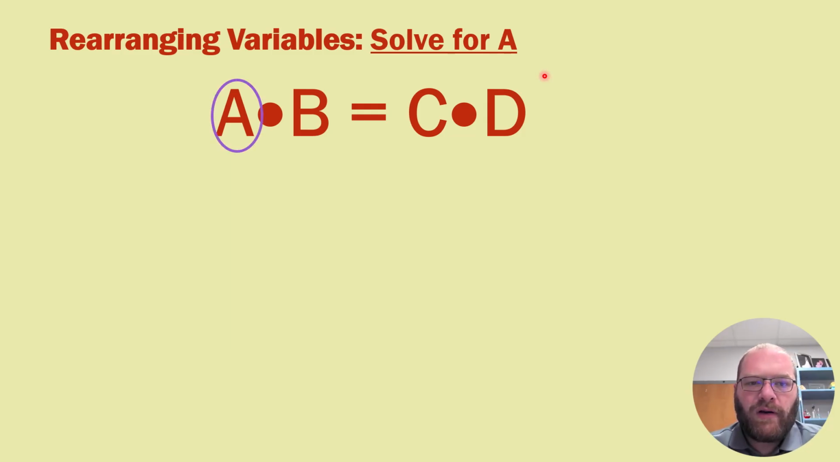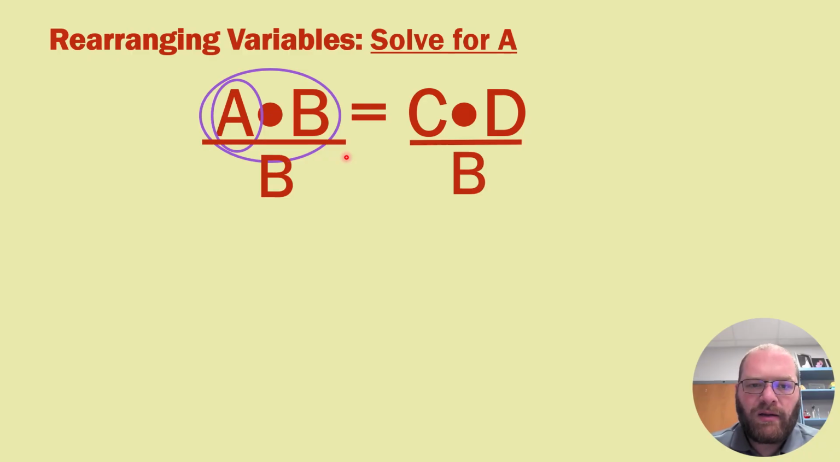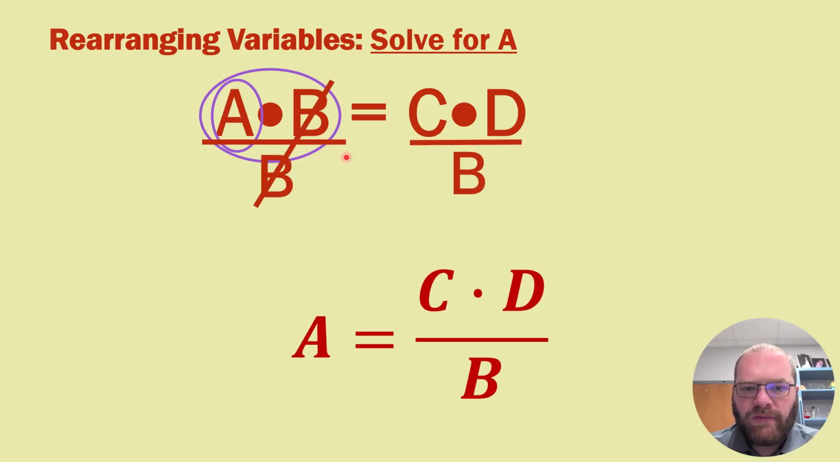First off, we're going to solve for a, and a is multiplied by b. And so that's everything on that side of the equation. So the first thing we do is divide by b on both sides. B cancels. We end up with a equals c times d.